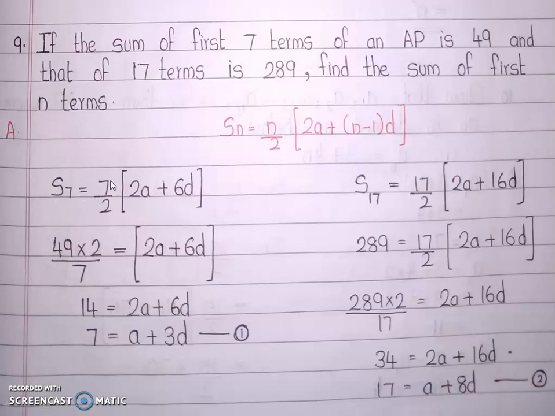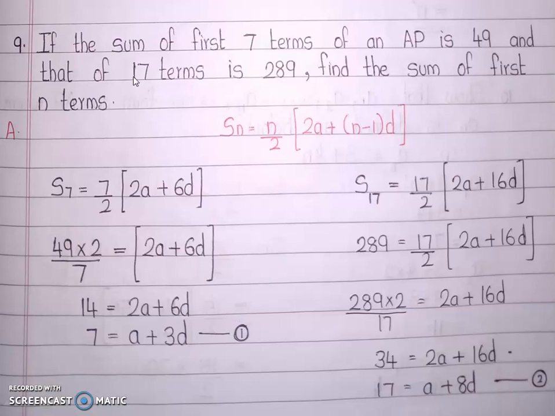S7 is equal to 7 by 2 into 2a plus 6d. Why 6d? 7 terms are given. So 7 minus 1, 6. You will get the first equation as 7 is equal to a plus 3d.